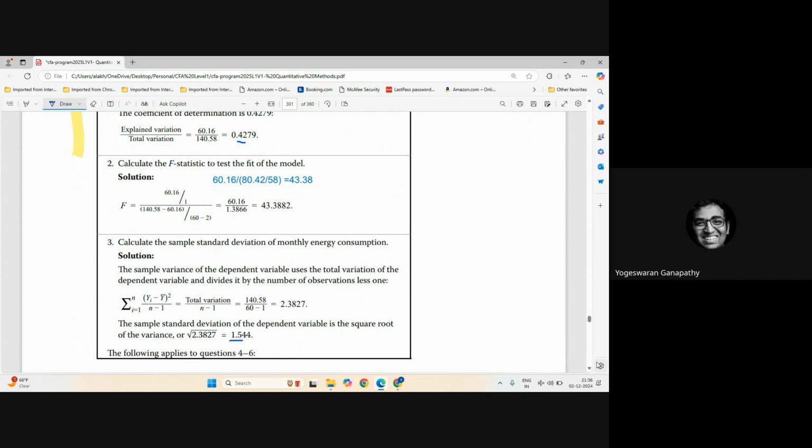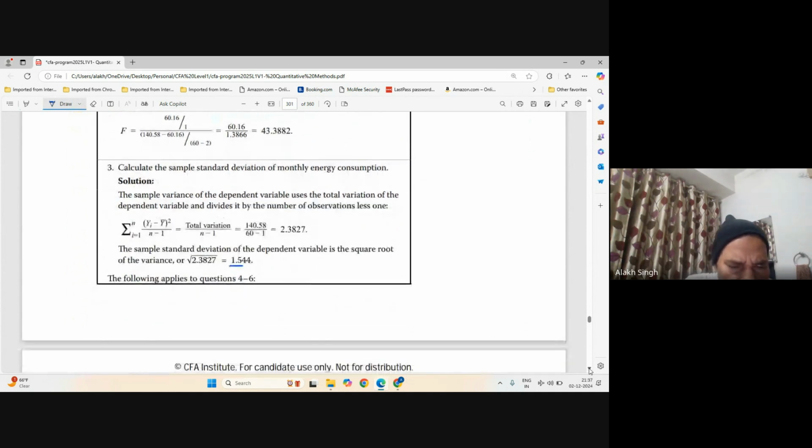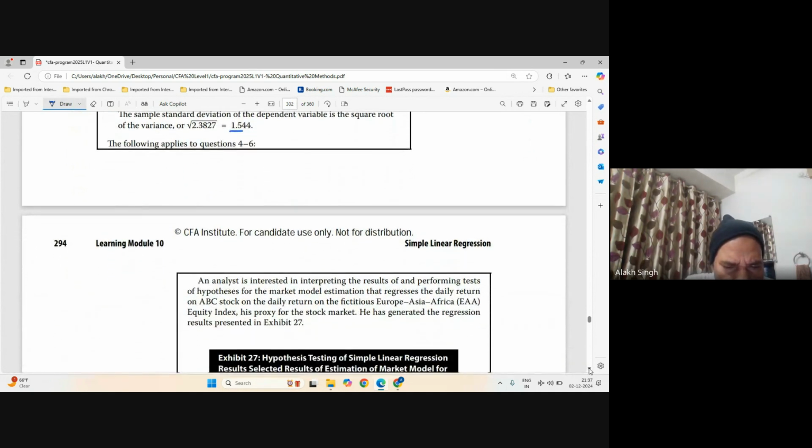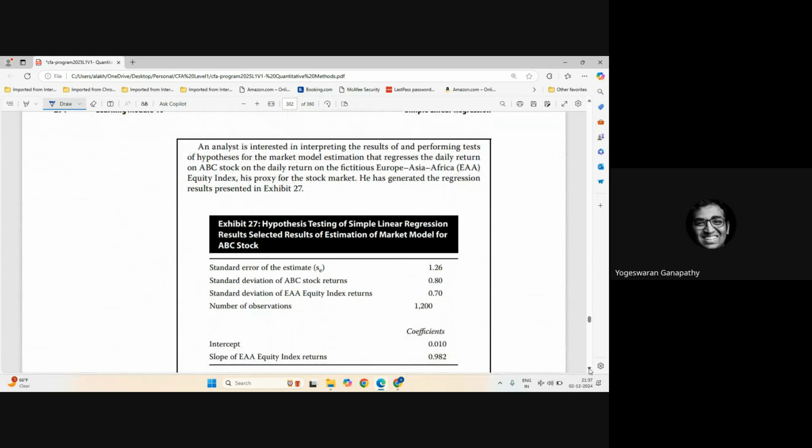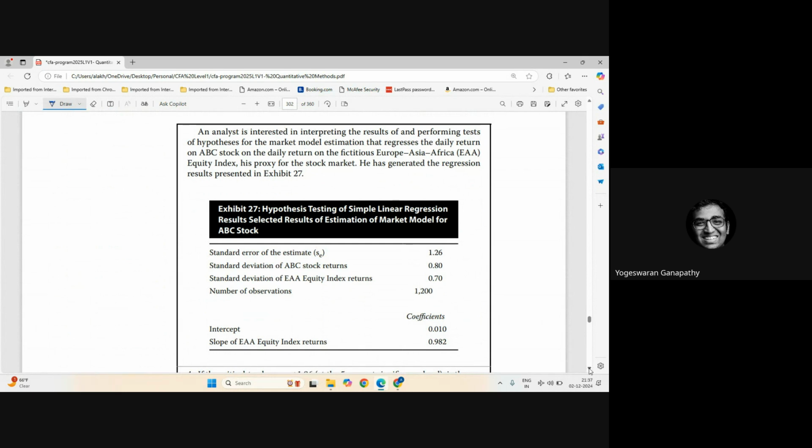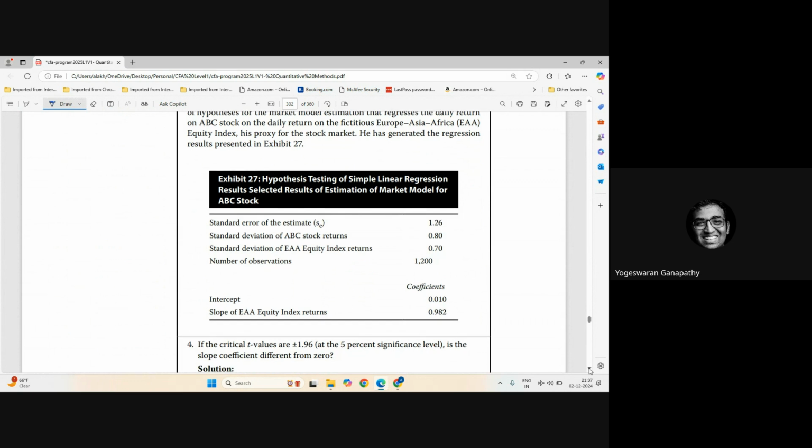Yes, sir. Okay, question number 4. An analyst is interested in interpreting the results of and performing tests of hypothesis for a market model estimation that regresses the daily return on ABC stock on the daily return of the fictitious Euro Asia Africa equity index, a proxy for the stock market. He has generated the regression results presented in Exhibit 27. If the critical t values are plus or minus 1.96 at the 5% significance level, is the slope coefficient different from 0?